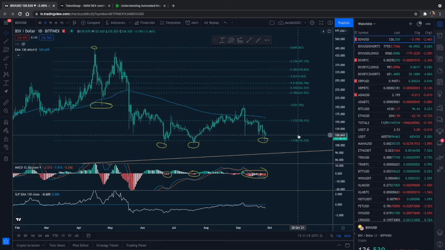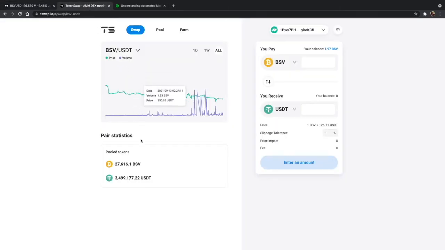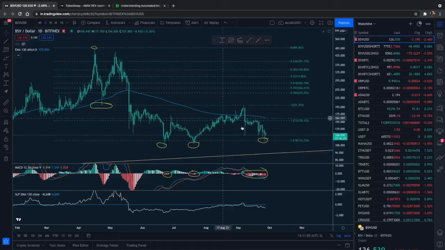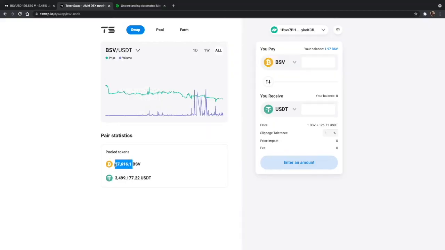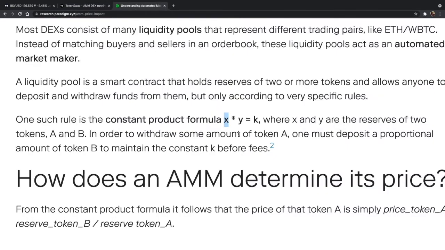But if BSV doubles in amount and it goes from 126 to 260, okay? If BSV doubles in dollar value, then this will go in half. That's how it works. Now, if BSV drops to say half of what it is, then this would double. Okay? It would go to 55,000 BSV. Okay, that's for USDT. Okay? Because this times this equals K.